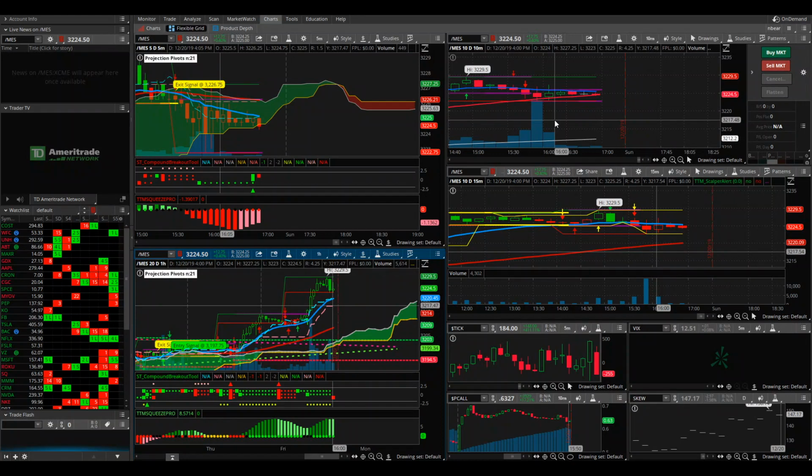But again, it's very similar to the S&P 500 when you're trading the ES. It's very similar to the NASDAQ when you're trading the NQ. It's very similar to the Russell when you're trading the M2K. And it's a good opportunity for people with smaller accounts to be able to trade futures.